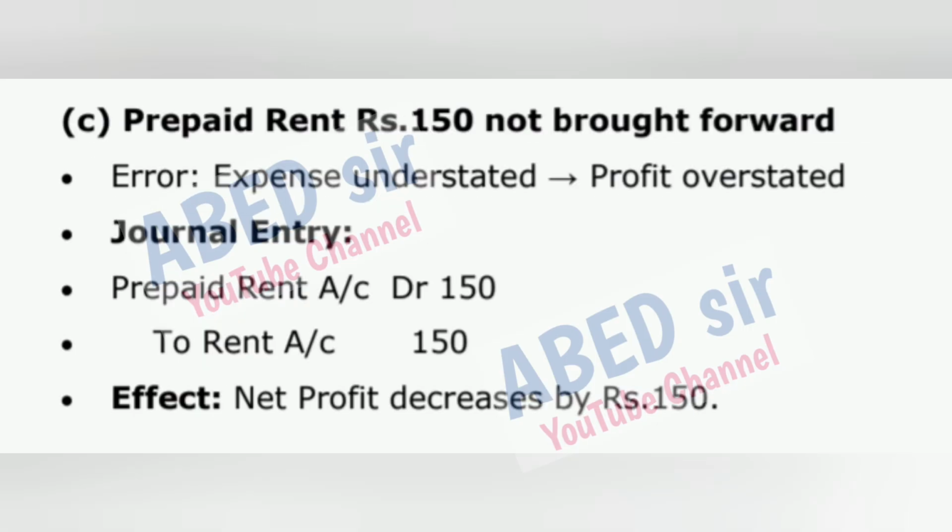C. Prepaid rent 150 rupees not brought forward. Error: expense overstated, profit understated. Journal entry: Prepaid rent A/c Dr 150, to Rent A/c 150. Effect: net profit increases by 150 rupees.